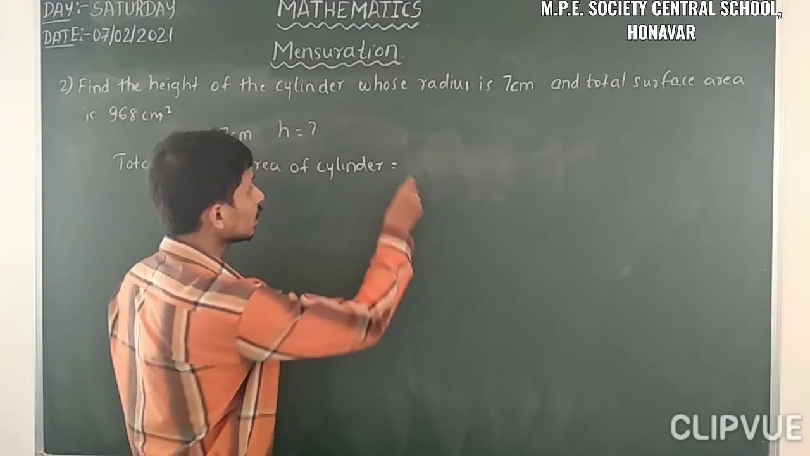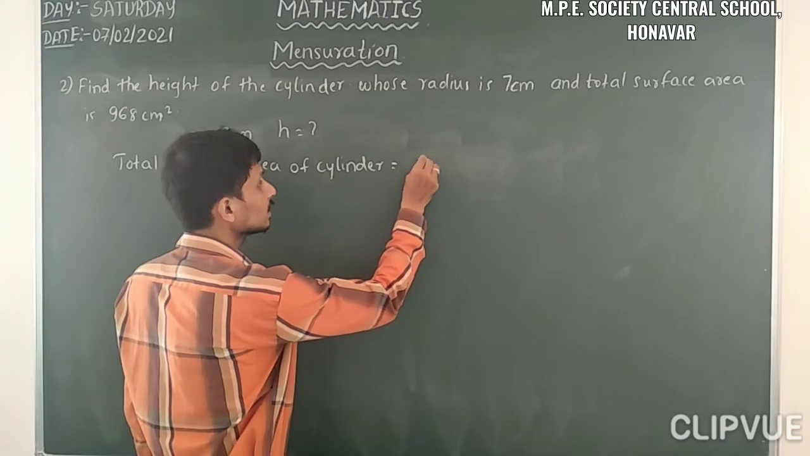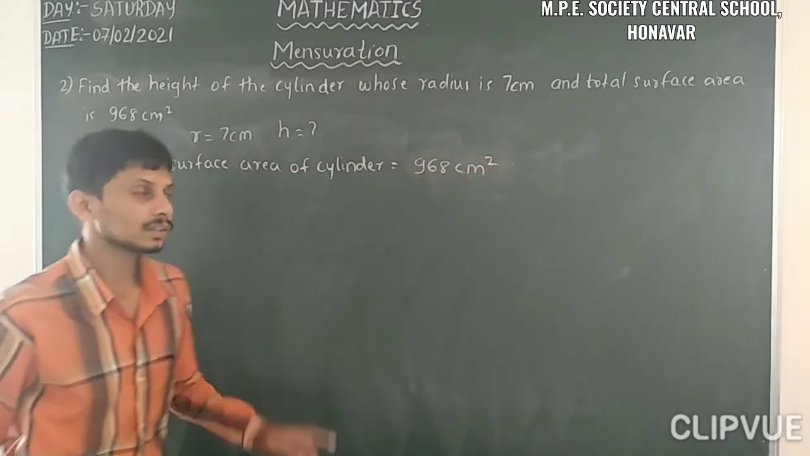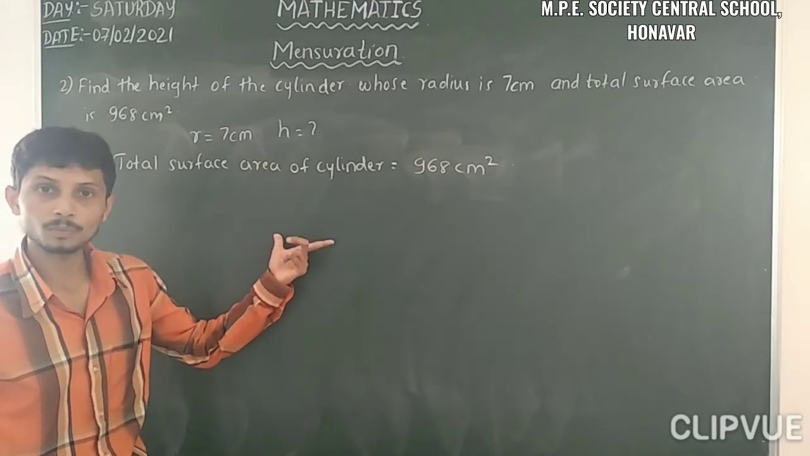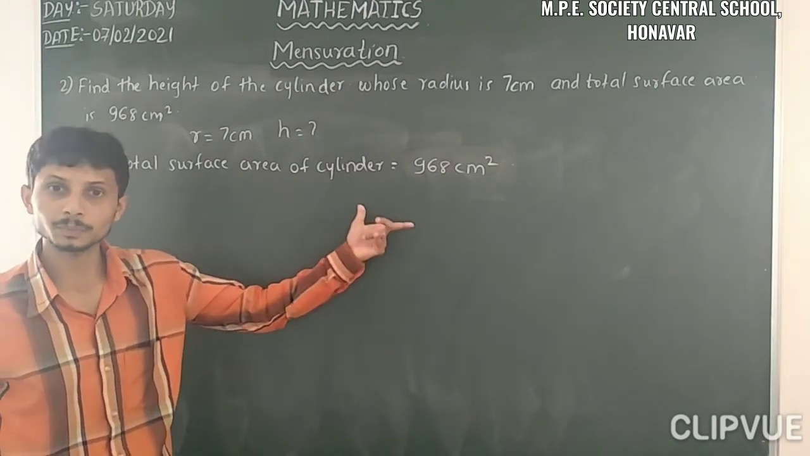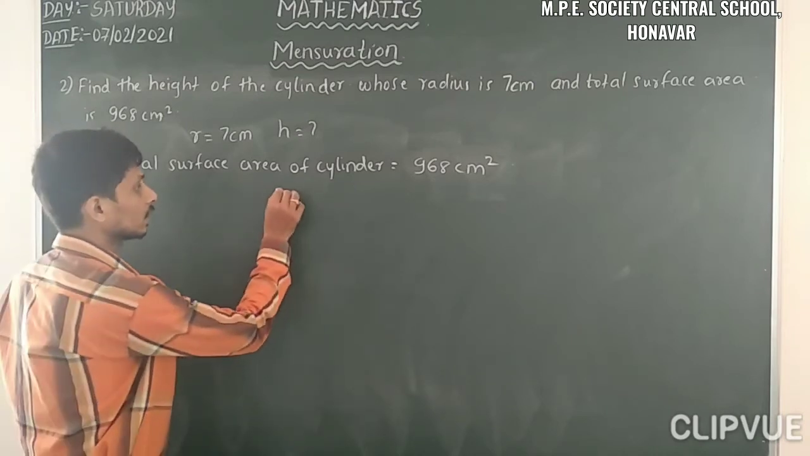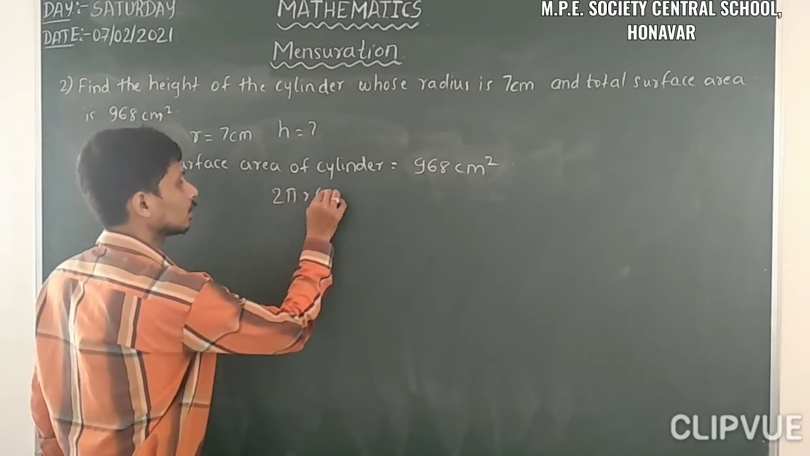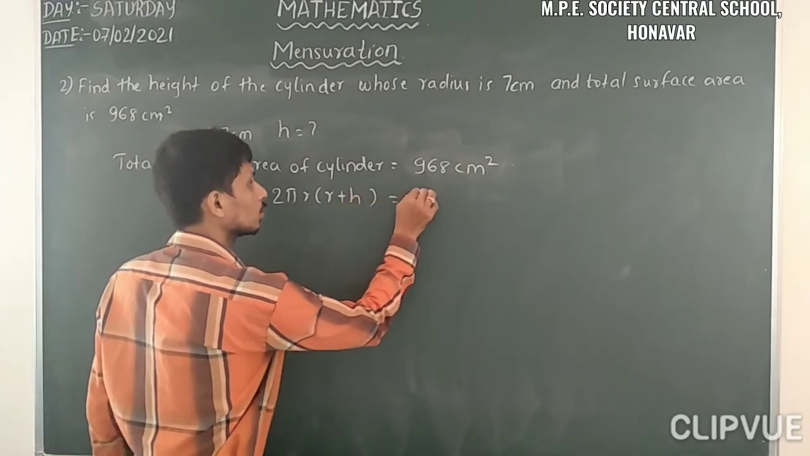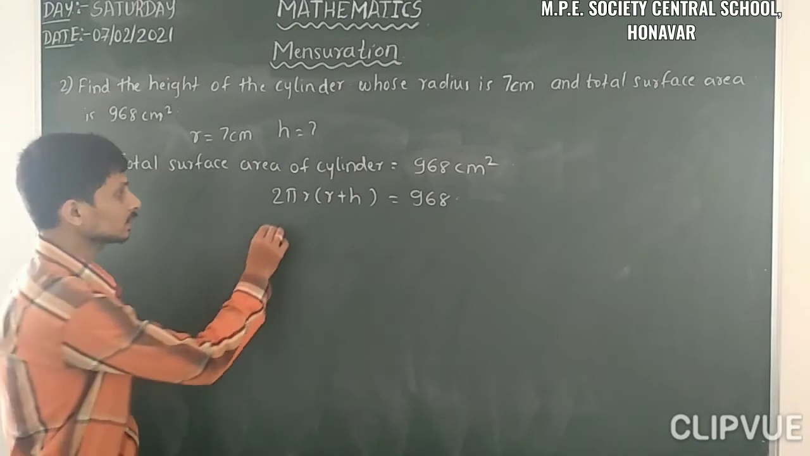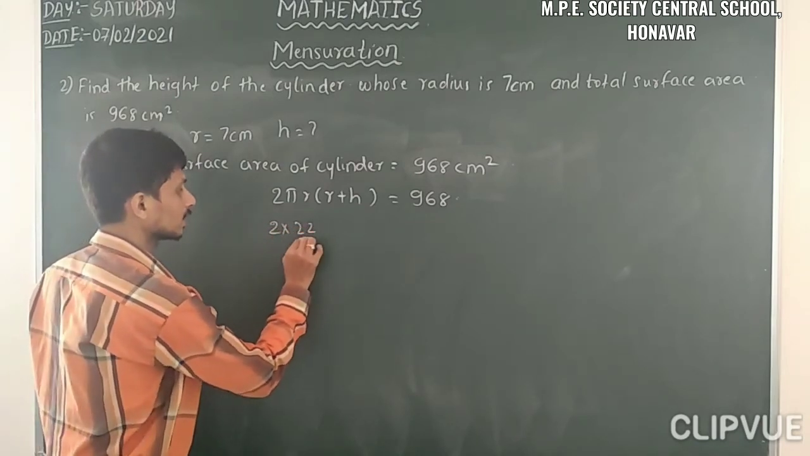Here it is given the total surface area of the cylinder is 968 centimeter square. We have to insert the formula and transpose the known things, and then you can get the value of h. That is 2 pi r into r plus h is equal to 968. Then substitute all the values here. That is 2 into 22 by 7.